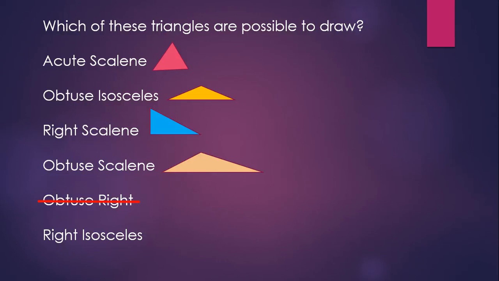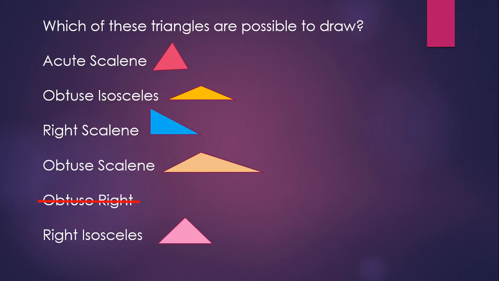It's impossible to draw an obtuse right triangle. If a triangle is a right triangle, it has one right angle, and the other two angles would have to measure less than 90 degrees, since the sum of all three angles has to be 180 degrees. So we could not possibly have an obtuse angle and a right angle in the same triangle.